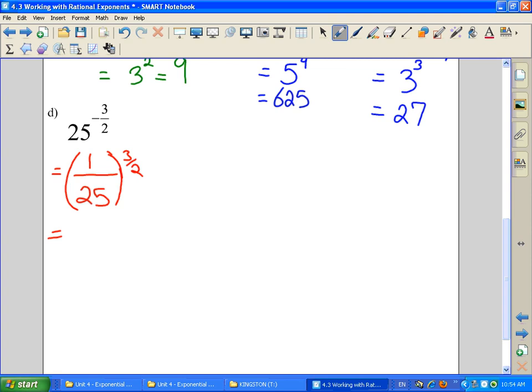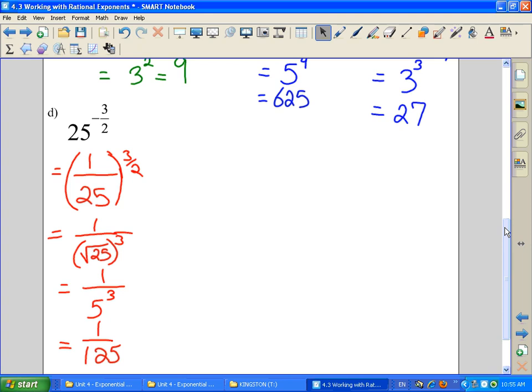What we should realize, folks, is 1 to any power is just going to equal 1, but we can apply this exponent to the denominator. So what we're looking for is the square root of 25, all raised to the power of 3. So it's going to be 1 over square root of 25 is 5, and cube it. So it's going to be 1 over 5 cubed, which is 125. Good.